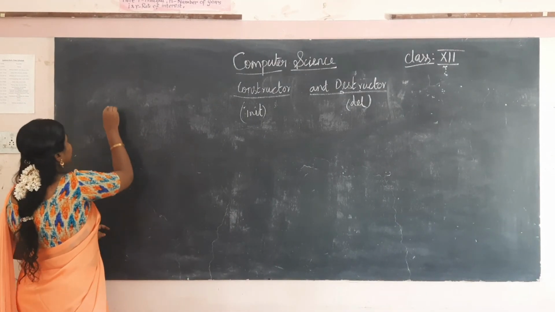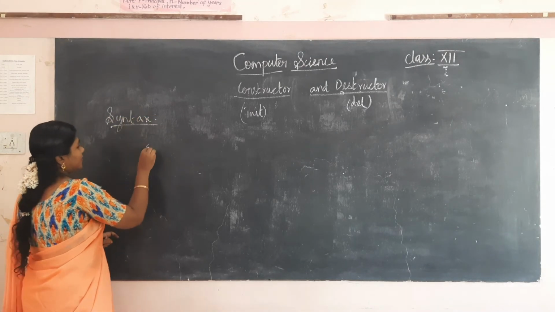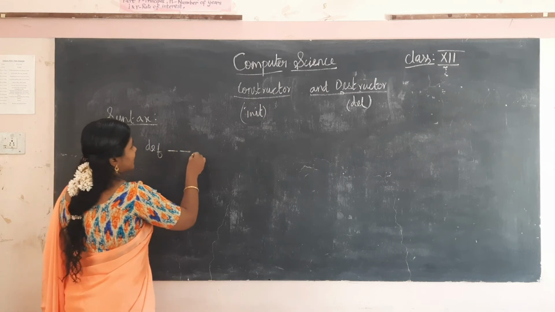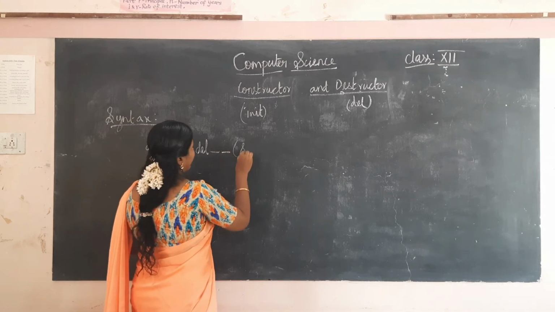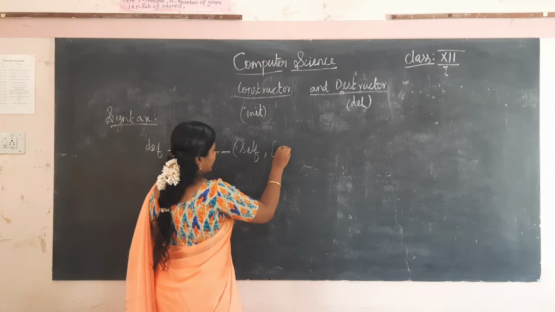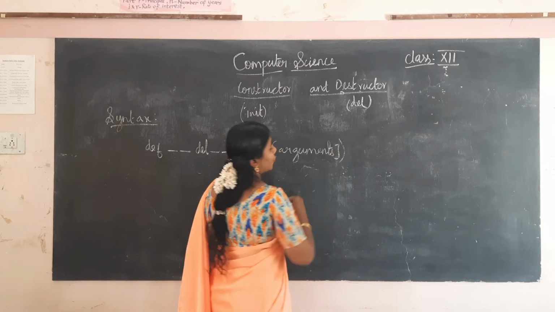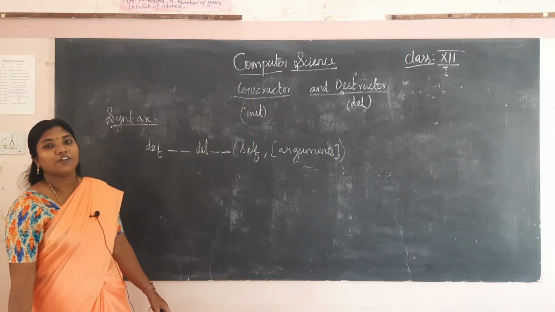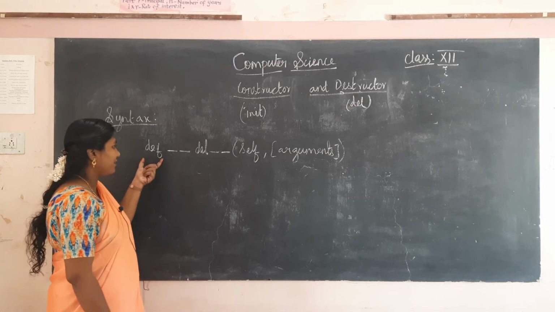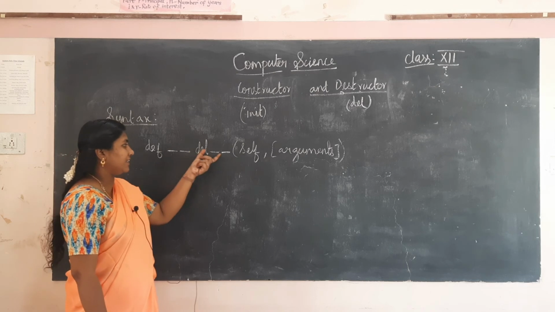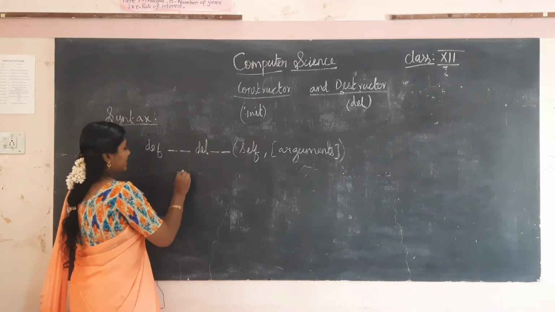So the syntax is: def, double underscore, del, double underscore, and then the same self comma arguments. For the destructor also you will have the self argument, and if you are going to specify any extra arguments you can specify them. Clear? So def double underscore del double underscore, then self comma arguments, and then comes your statements.